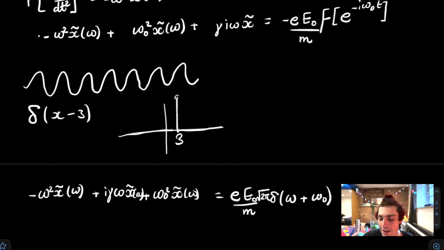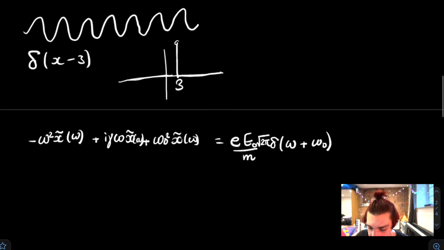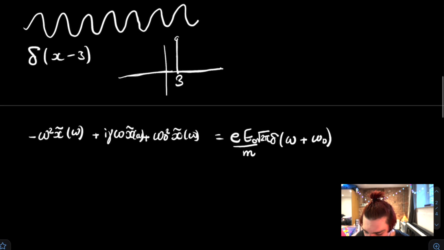And there's a convention on how you distribute the 2 pi. We're using the physics convention, where you simply put the 1 over root 2 pi on both transform integrals. So that is what we have. This is our Fourier transformed equation of motion right here.